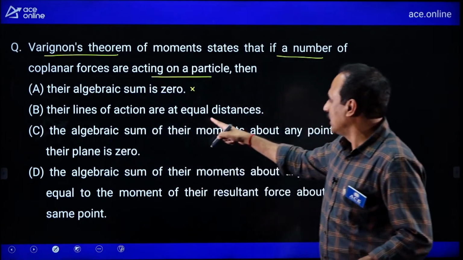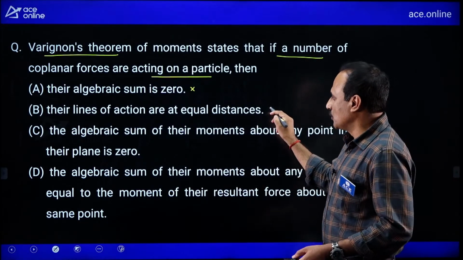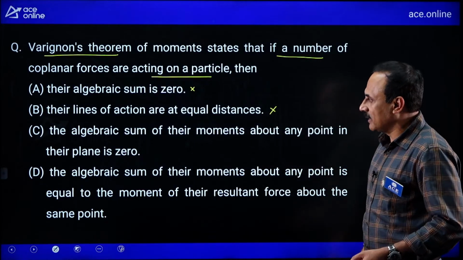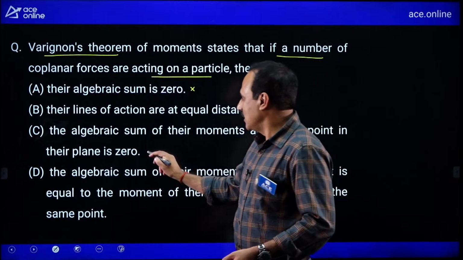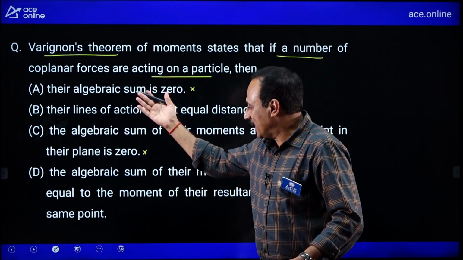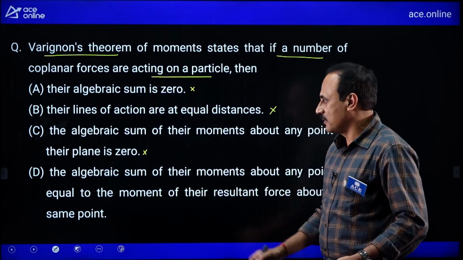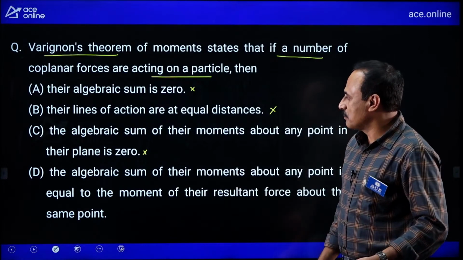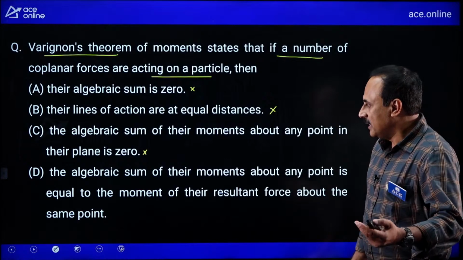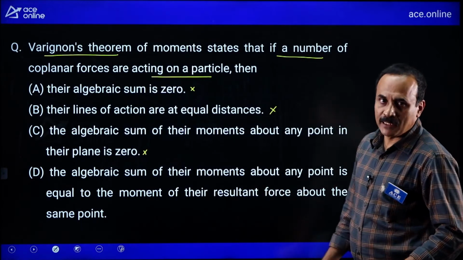దేర్ లైన్స్ ఆఫ్ యాక్షన్ ఆర్ అట్ ఈక్వల్ డిస్టెన్సెస్ కాకపోవచ్చు. ద ఆల్జీబ్రిక్ సమ్ ఆఫ్ దేర్ మూమెంట్స్ అబౌట్ ఎనీ పాయింట్ ఇన్ దేర్ ప్లేన్ ఈజ్ నాట్ 0, ఎందుకంటే ఈక్విలిబ్రియంలో ఉండొచ్చు, ఉండకపోవచ్చు. వెరిగ్నన్స్ థీరం ఏం చెప్తుంది అంటే 3 కాదు అంటే 4th ఆప్షన్ ఈజ్ కరెక్ట్ ఆప్షన్. సో 4th ఆప్షన్ ఏం చెప్తుందంటే ఆల్జీబ్రిక్ సమ్ ఆఫ్ దేర్ మూమెంట్స్ అబౌట్ ఎనీ పాయింట్స్ ఈజ్ ఈక్వల్ టు ద మూమెంట్ ఆఫ్ దేర్ రిజల్టెంట్ ఫోర్స్ అబౌట్ ద పాయింట్.